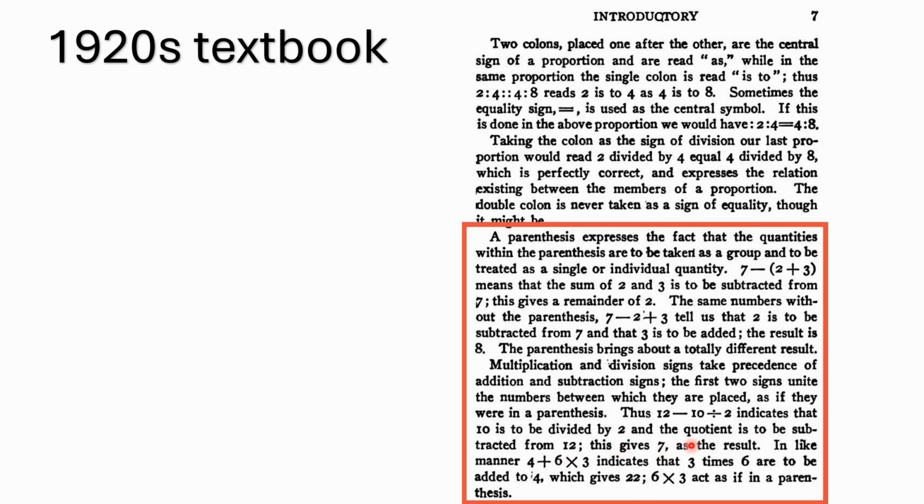Notice what they did there. They did the division before they subtracted. It doesn't matter that the division came last. Division has priority. In like manner, here's another one. In like manner, 4 plus 6 times 3 indicates that 3 times 6 are to be added to 4, which gives 22. 6 times 3 act as if in a parenthesis.